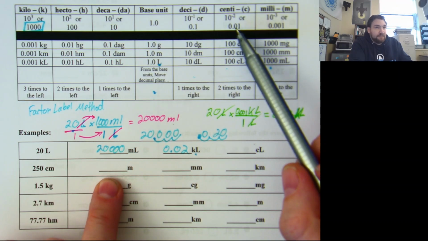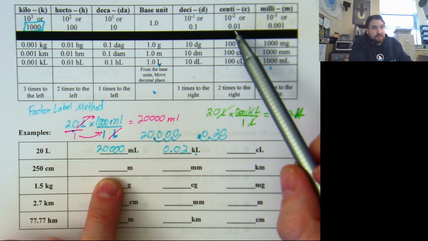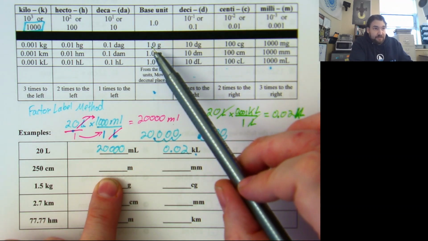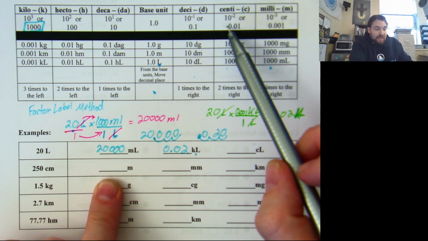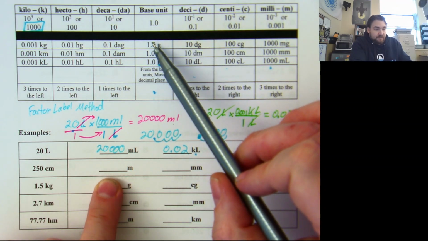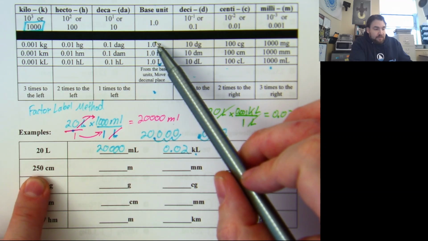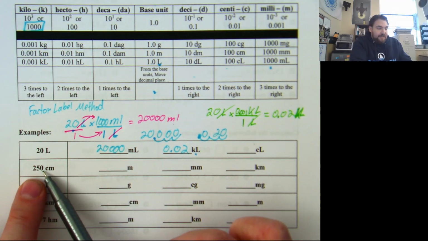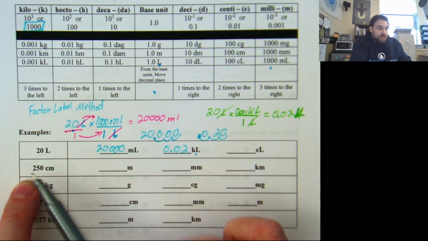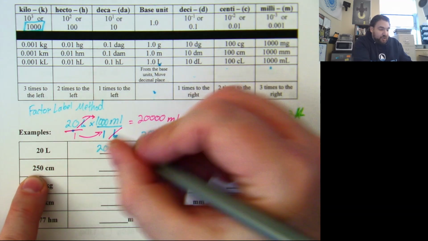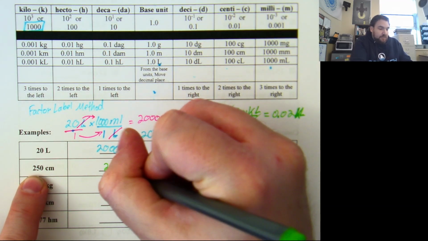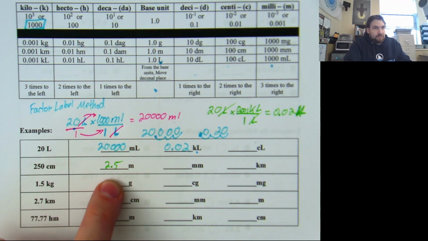Centimeters to meters? I'm at centimeters, and I want to move to meters. I go left twice. So if I'm going to go left once, twice, I'm going to go to my number, and the decimal is at the end, I'm going to move it twice. So then 250 centimeters should be 2.5 meters.